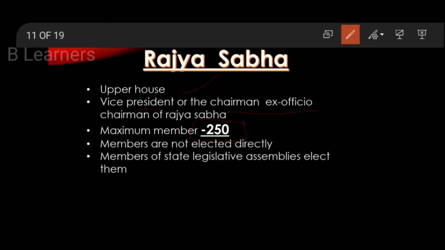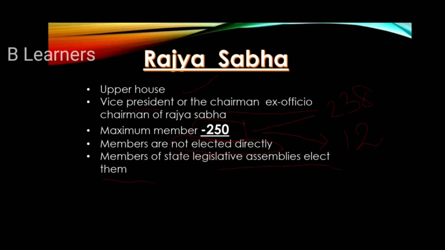Out of this 250, 238 members are elected ones, and 12 members are nominated by the President. As we have seen here, we are not participating in this election. We don't have the right to cast a vote here. So members are not elected directly. Now the question is, who elects them? The members of the state legislative assembly elect the Rajya Sabha members.